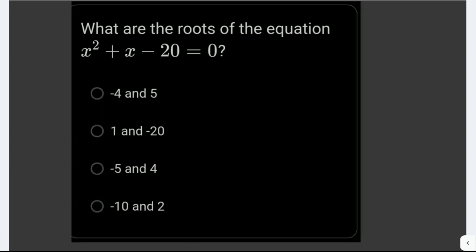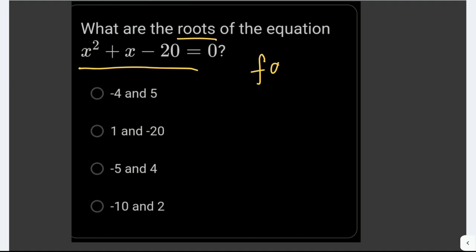What are the roots of the equation x squared plus x minus 20 equals 0? We are asked for the roots of the given equation, and the given equation here is a quadratic equation. To solve for the roots, we can factor the equation. And you have to keep in mind the difference between a factor and a root.